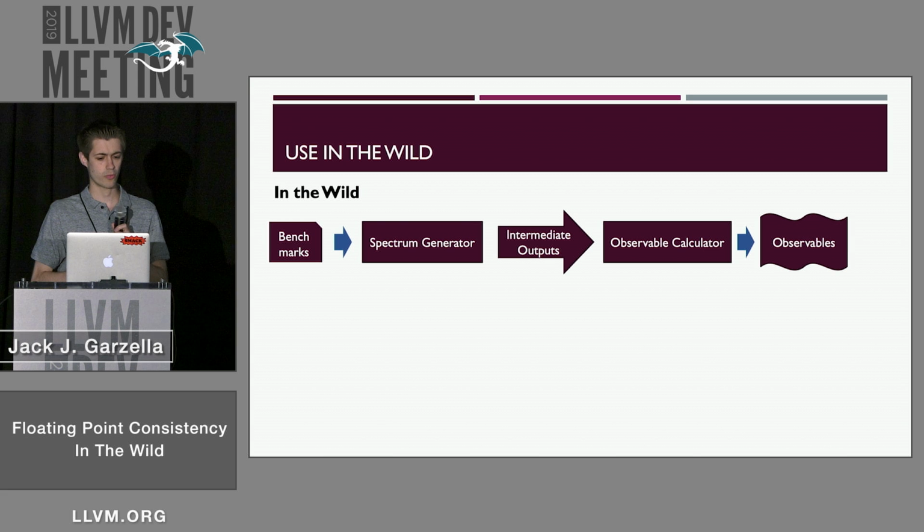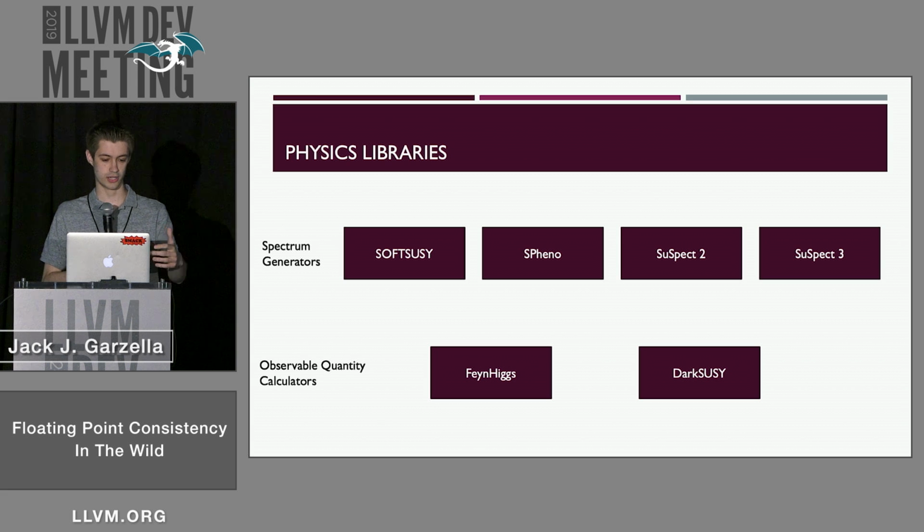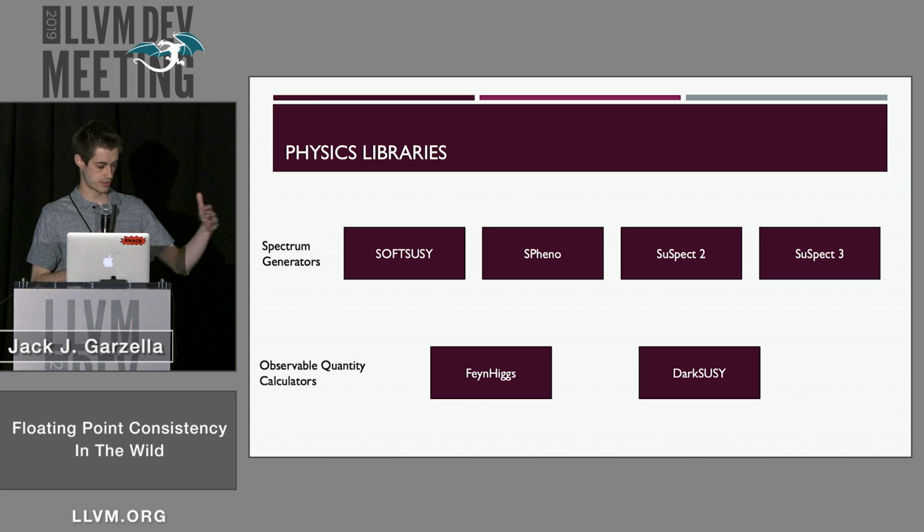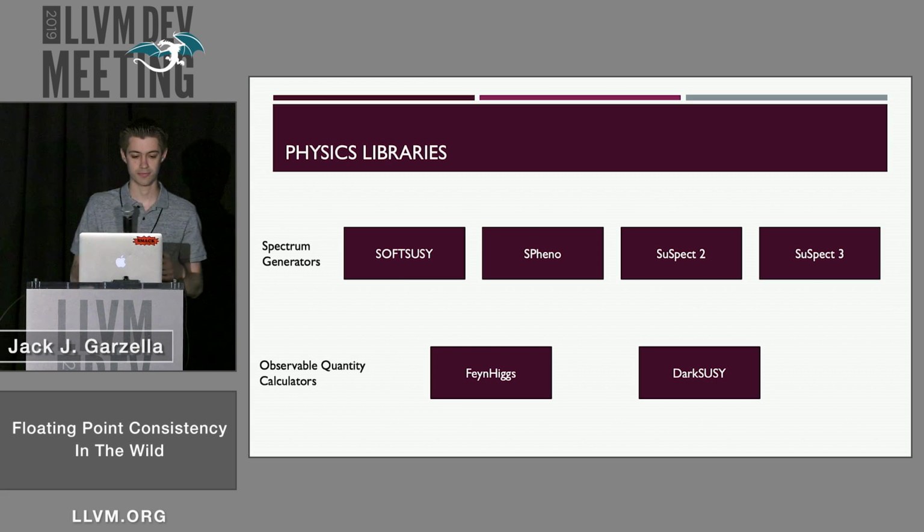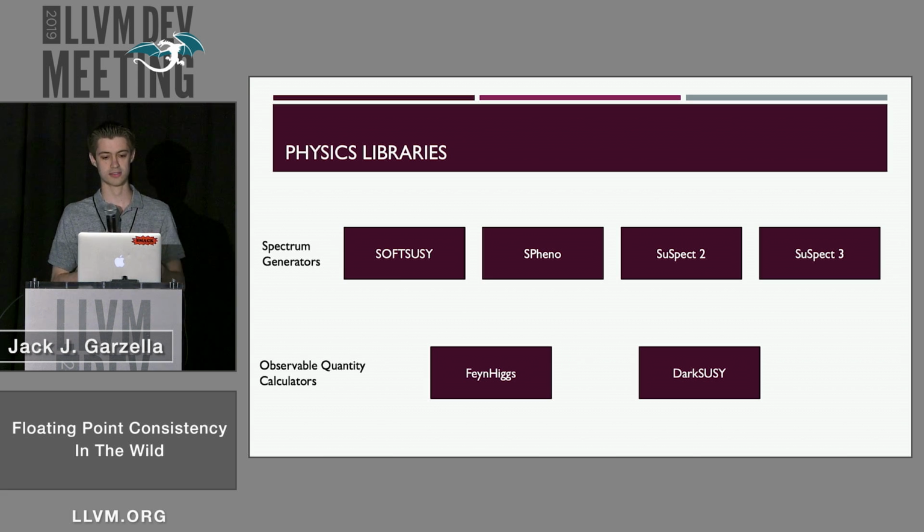The way that these libraries are generally used, there are 2 categories that I've divided them into. One is spectrum generators. Spectrum has to do with masses of theoretical new particles and things like that. They'll take in the parameters for our physical theory and output the mass of new particle X. Observable quantity calculators, which I have towards the bottom here, calculate things like the mass of the Higgs boson for FineHiggs, or for DarkSUSY, the muon G minus 2 that I was talking about earlier.